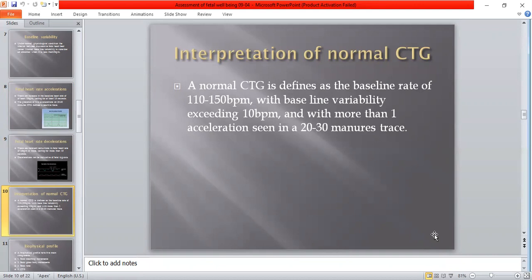A suspicious CTG must be interpreted within the clinical context. If there is any risk factor other than abnormal CTG, the delivery should be expedited. If there is no risk factor and the CTG is suspicious, we have to repeat it after 30 minutes or 1 hour, depending on the clinical scenario.